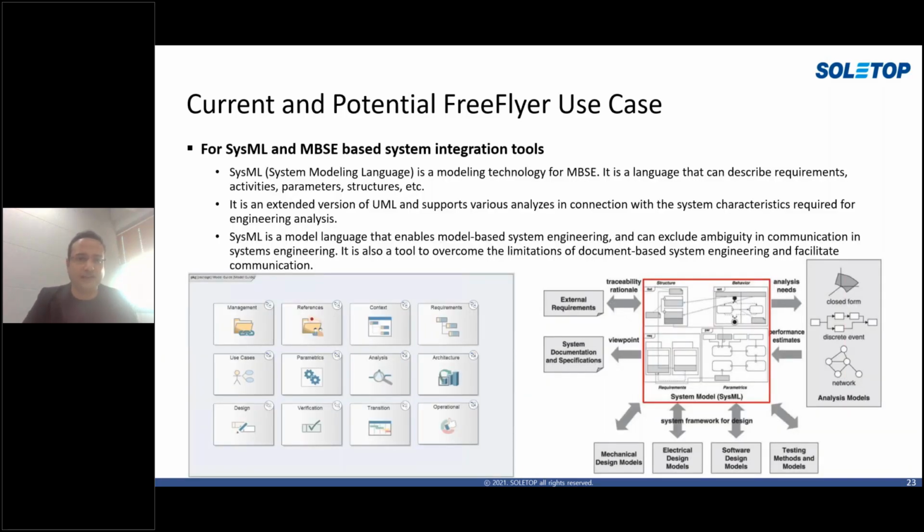So for making the integration tools, as I discussed, we are working with the FreeFlyer team to develop different integration tools using FreeFlyer. This is one of them, which our team is working to extend, to model the systems engineering, model-based systems engineering, for FreeFlyer applications, and putting the exact requirements of the customer in the right frame, so that a complete database can be restored and delivered at the right time. These kinds of integration tools are being worked out by our experts at Soletop.